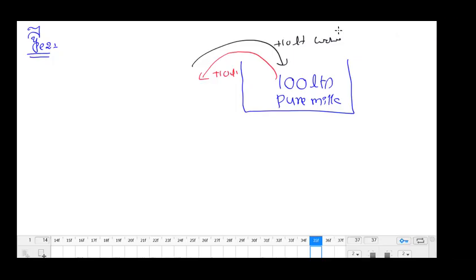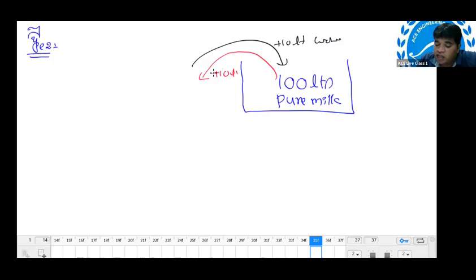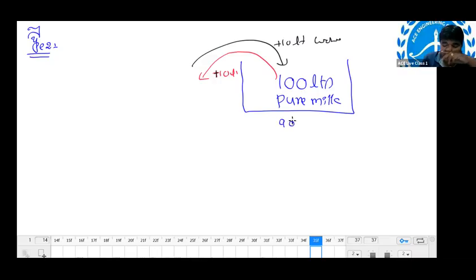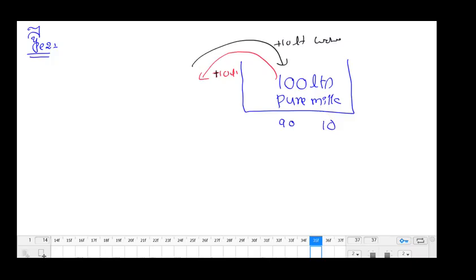Now, second point. Out of the 100 liters, you remove 10 liters of milk, and immediately 10 liters of water is added. Now what is the pure quantity of milk in the container? 90 liters, sir. Pure quantity of milk, 90. Water, how much then? 10 liters, sir.